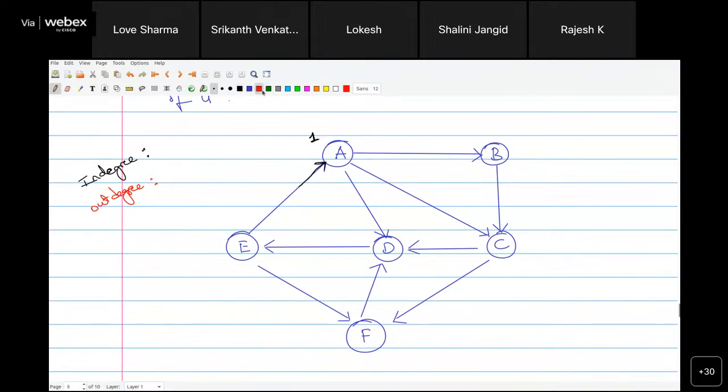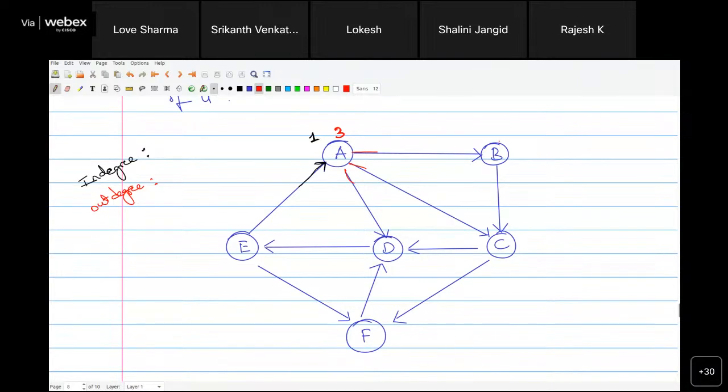And the out degree of A will be the number of edges that are going away from A. So this is going away from A, from A, from A. So these three edges are going from A to the other vertices. So the out degree of A will be 3. So in degree is 1, out degree is 3.